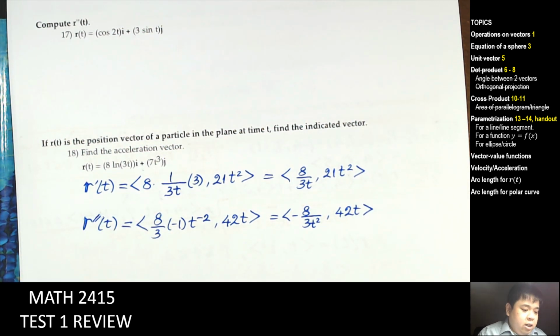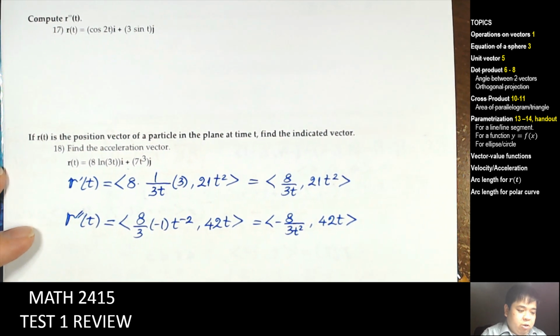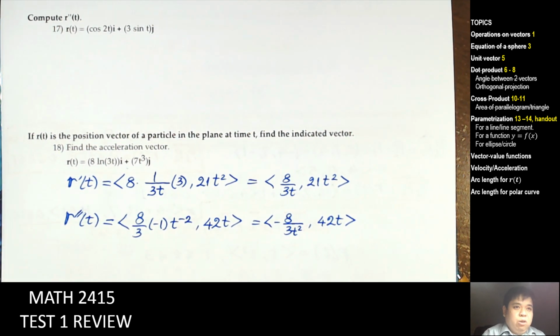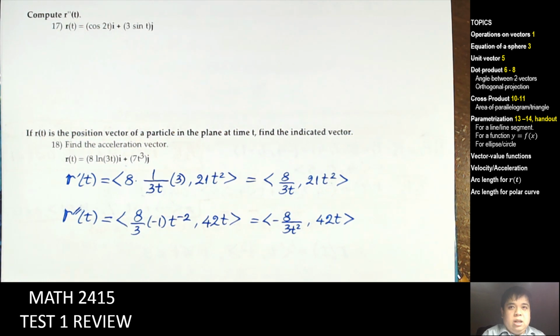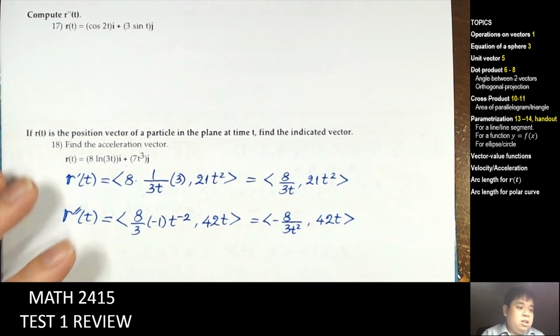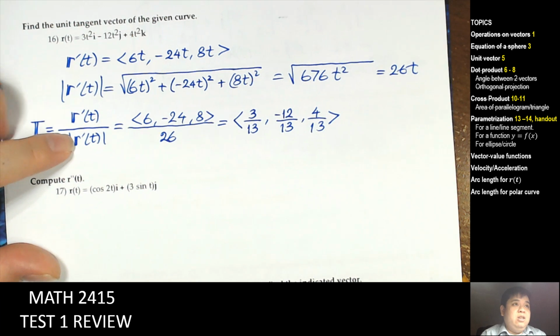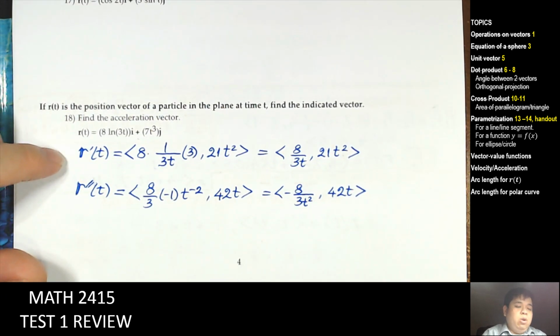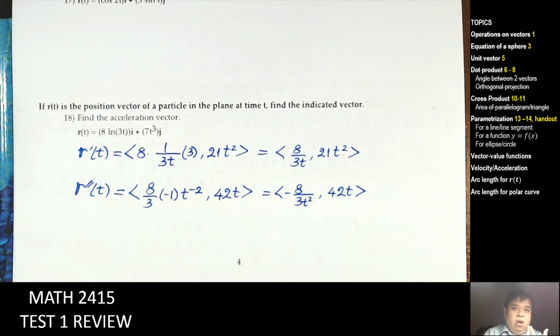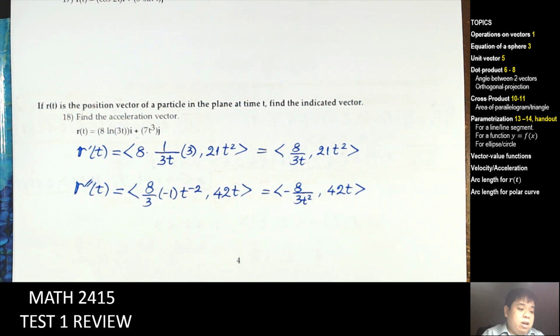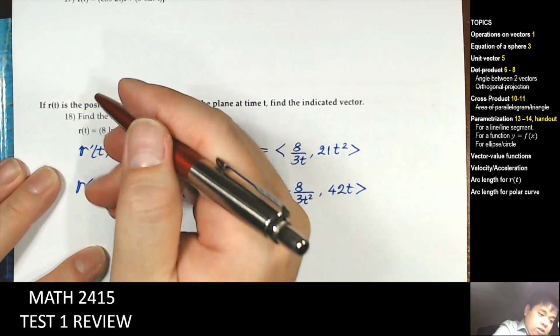So pretty much we can take the derivative of each component of the vector value function. The first derivative is the velocity, that's the tangent vector. If we want the unit, divide by the magnitude. So first derivative, tangent vector, velocity vector. Second derivative is the acceleration vector.